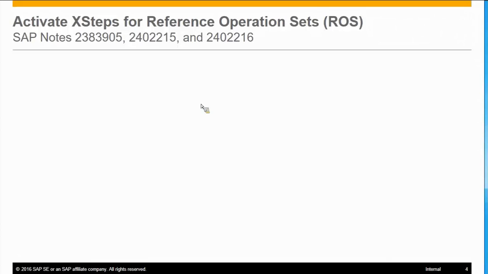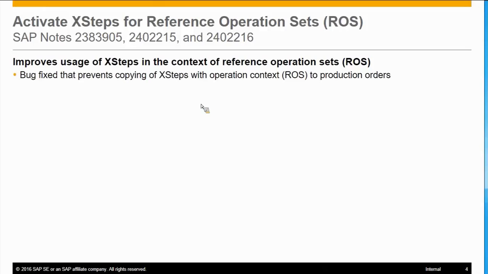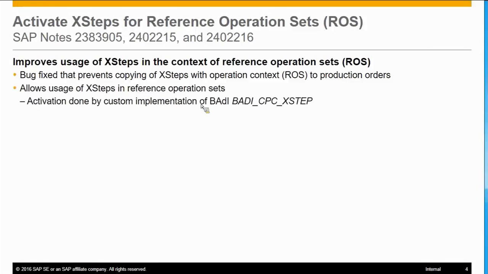At the point in time when you create a production order using this content, the system will not copy this XStep that is assigned to the content of the reference operation set operation. And we were able to fix this issue. It's the bug fix that is described here.